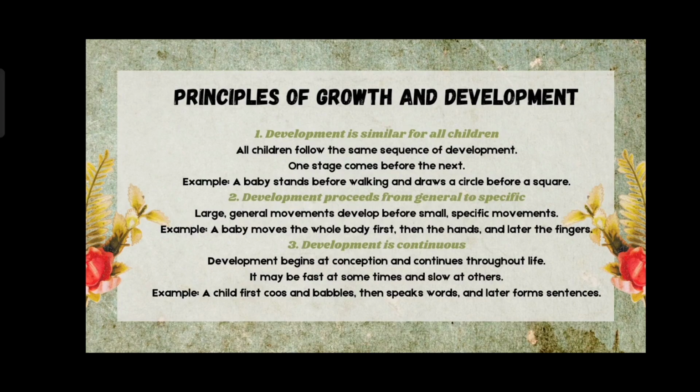The third one is development is continuous. Development begins at conception and continues throughout life, which means development begins at the conception stage itself, and it will continue throughout the life of a child. It may be fast at some times and slow at others. For example, a child first goes and babbles, then speaks words, and later starts to say sentences. That's why the principle says development is continuous.